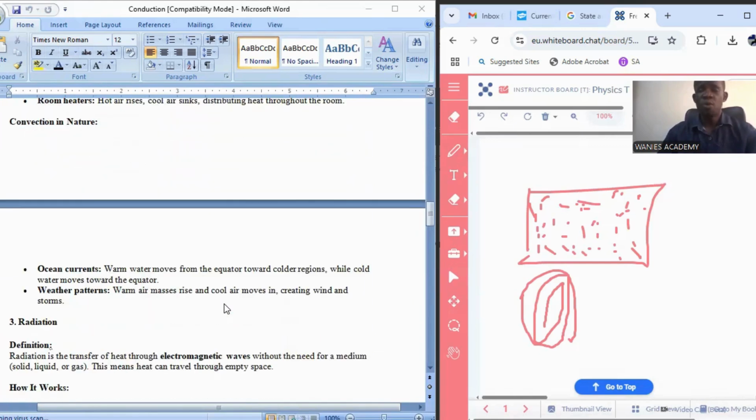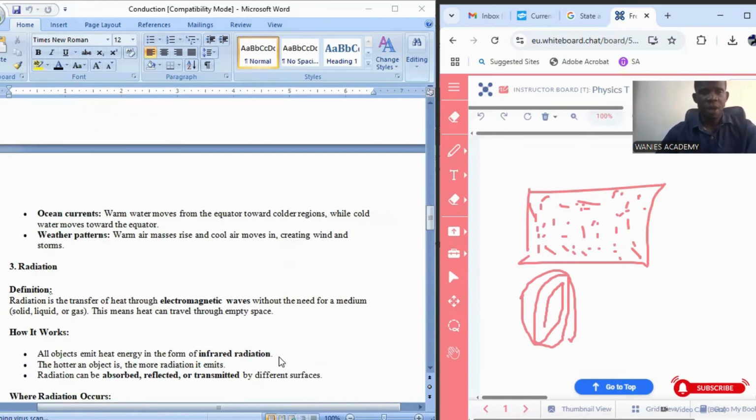Now, we also experience convection in nature, like the ocean current and the weather pattern. All of those things are examples of convection in nature. Is that correct? Are you okay? Yeah, that's it. So that is about that.